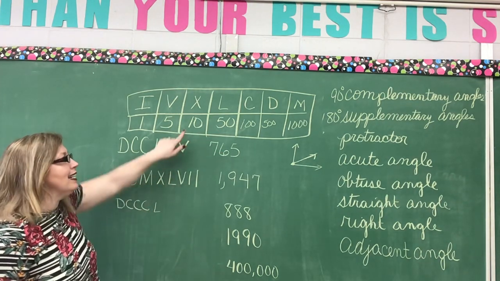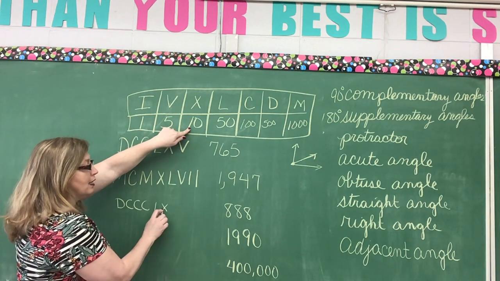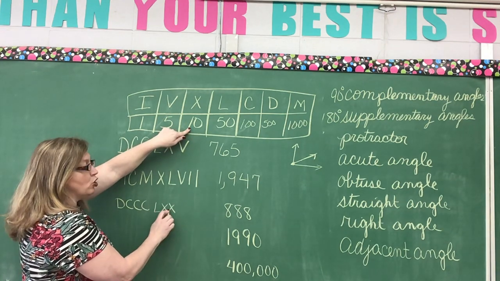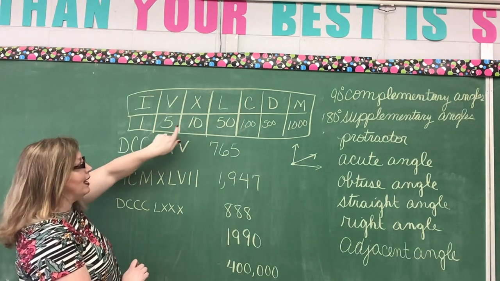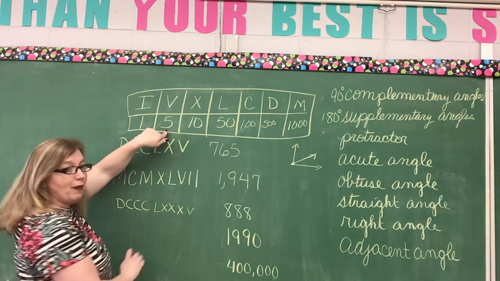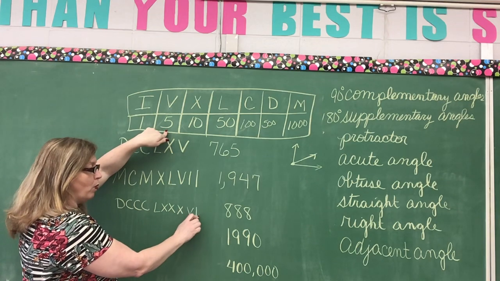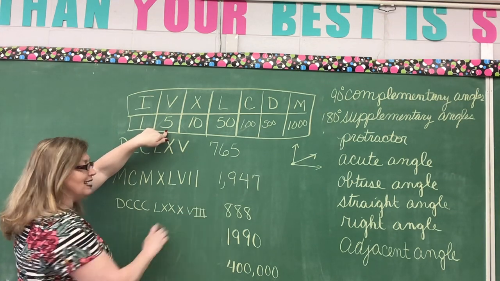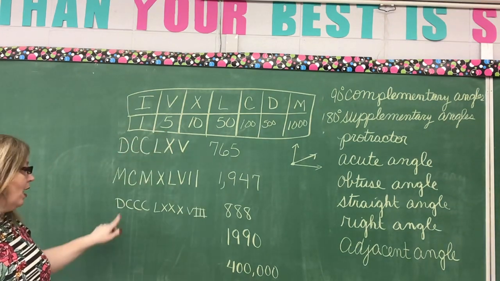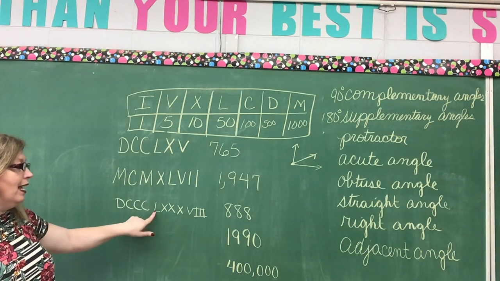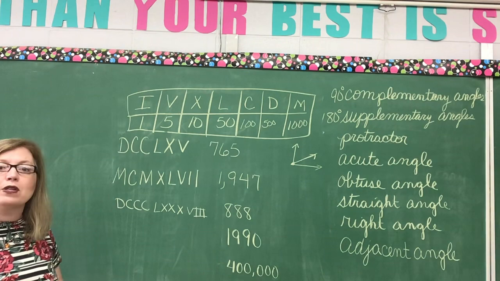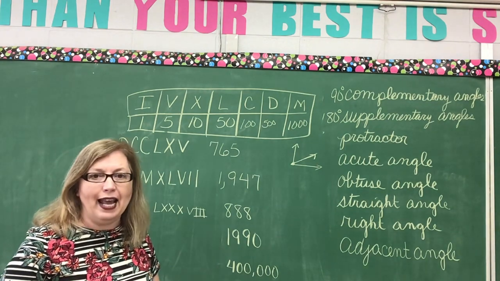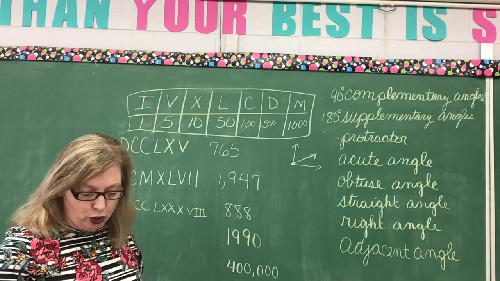But I need 80, so I'm going to pay 50. 60 is 1 X. 70 is 2 X's. 80 is 3 X's. Then I have 8. So I'm going to put my V, which is my 5. Roman numeral 1, 1, and 1, or 3 I's, gets me 8. So now I have D, C, C, C, L, X, X, X, V, I, equals 888.